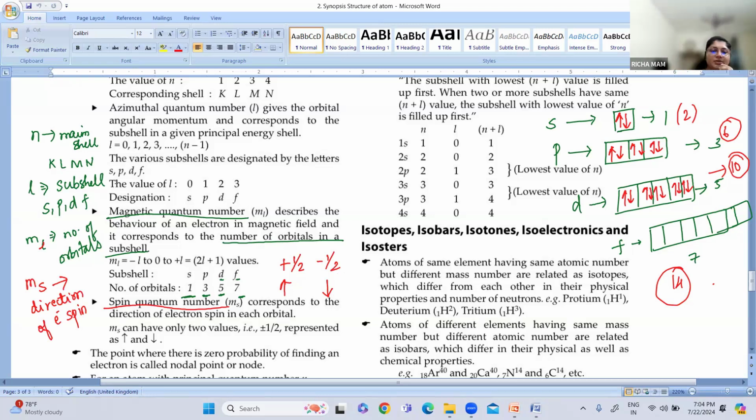Is it clear about quantum numbers? So these are the four important quantum numbers: principal quantum number, azimuthal quantum number, then magnetic quantum number, and spin quantum number. So why did I take quantum numbers? Because it is very important for theory point of view as well as for CET point of view. So we are going to solve the questions now.